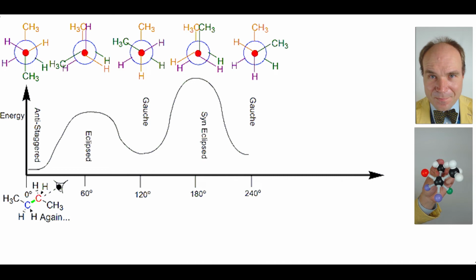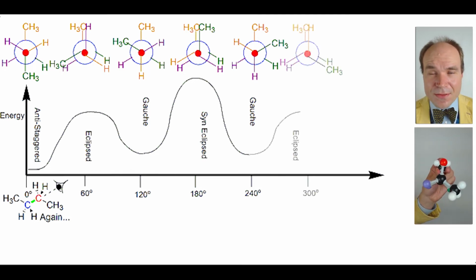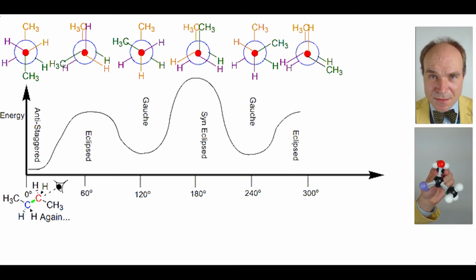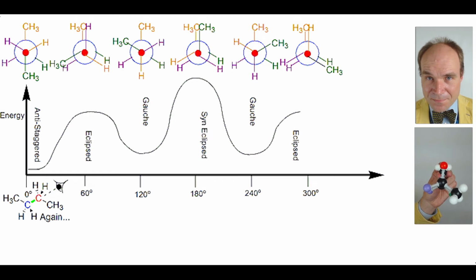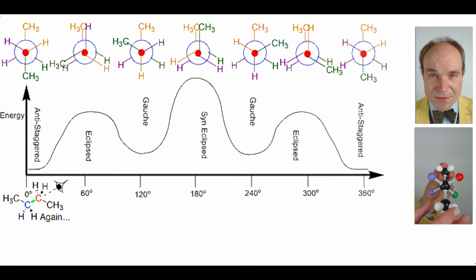Let's keep going. Another 60-degree rotation gives us a total of 300 degrees, and we've gone from a gauche conformation to an eclipsed conformation. The two methyl groups both now eclipse a hydrogen. And finally, to get all the way back to where we started, another 60-degree rotation gives us a total of 360 degrees, and we're back to our anti-staggered conformation. The methyl groups are antiperiplanar to each other, and again, it's the lowest energy conformation.